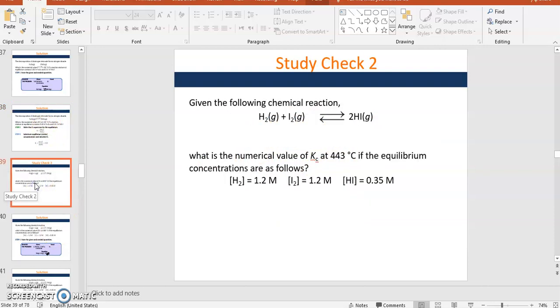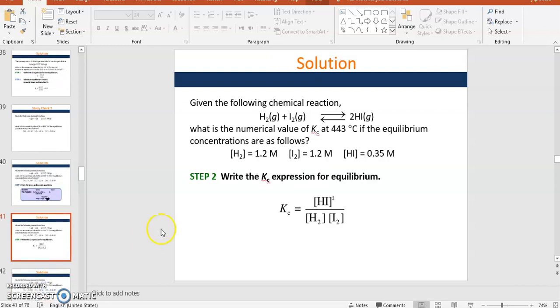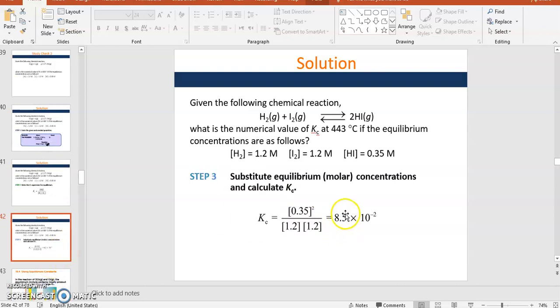Okay. Another one. This is the example that we were discussing. So what is the Kc at this temperature if the concentration is as follows? So you get 0.35 to the power of 2 because you have coefficient 2. So this is the equation and we will apply the numbers. So 0.35 to the power of 2 divided by 1.2 times 1.2. You will get 8.5 times 10 to the power of minus 2. And this is the equilibrium constant.